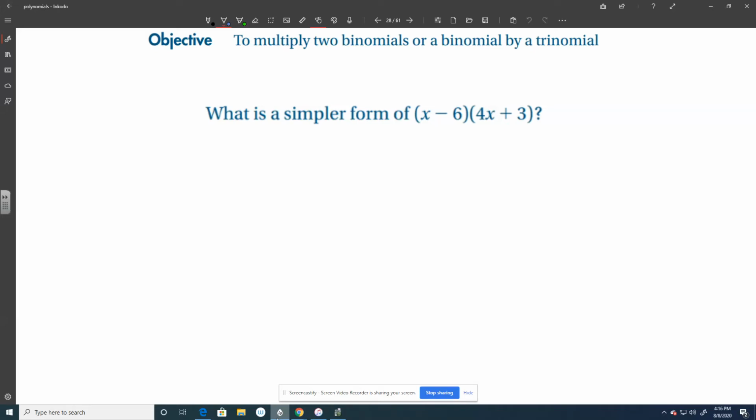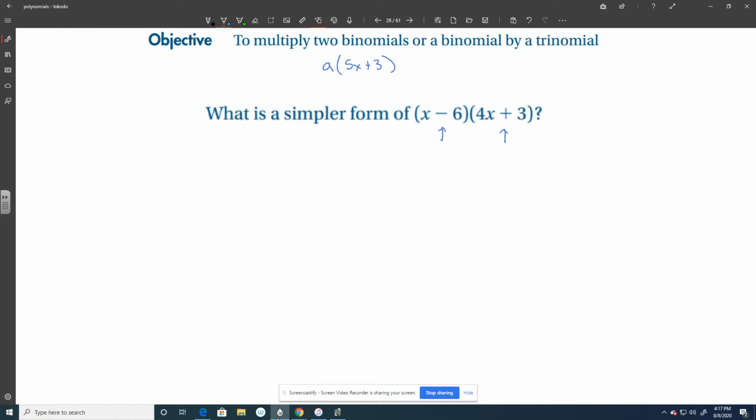All right, guys, time for some brand new content. We're going to go a step further than distribution. What we're looking at today is how to multiply two binomials or a binomial by a trinomial. In other words, instead of just taking a single term like a and multiplying it by 5x plus 3, we are going to take two binomials. So x minus 6 is being multiplied by 4x plus 3.